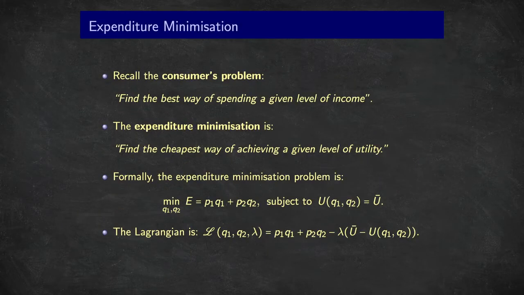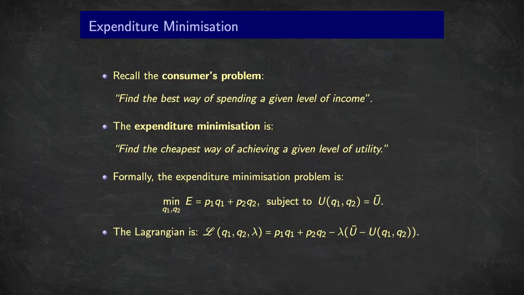Our first step to understanding and deriving the Slutsky equation will be to study what is called the expenditure minimization problem. Recall the consumer's problem, which is essentially find the best way of spending a given level of income. So the ingredients for that problem were the consumer is given the prices of each good, unit prices, and they are given a level of income, and they have to choose their most preferred bundle of goods. So they need to find the best way of spending a given level of income.